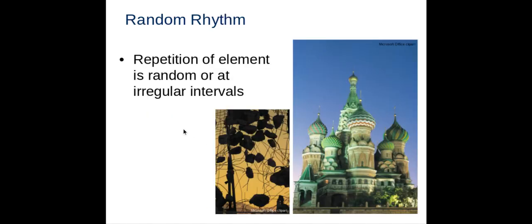Random rhythm is where we have repetition at random or irregular intervals. What looks like cement blocks are randomly placed throughout all of this metal. This church in Red Square has, as you can see, these little onion-shaped domes at the top. Very irregular, different shapes, different sizes, different colors. But it still is a similar type of shape, but it's at random locations.